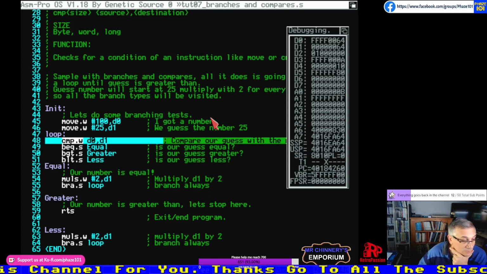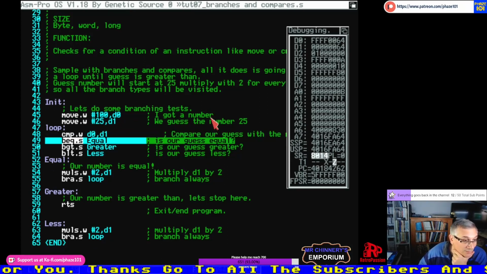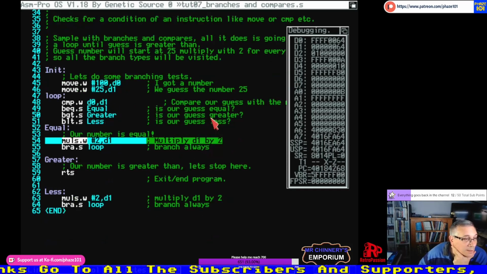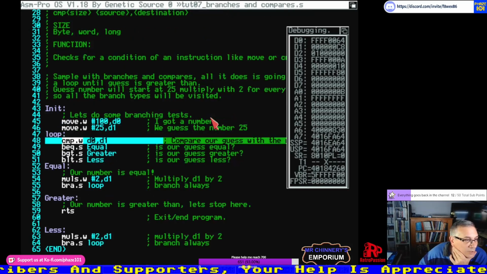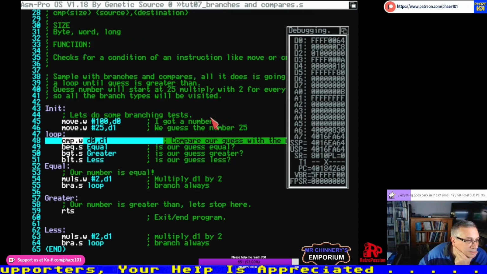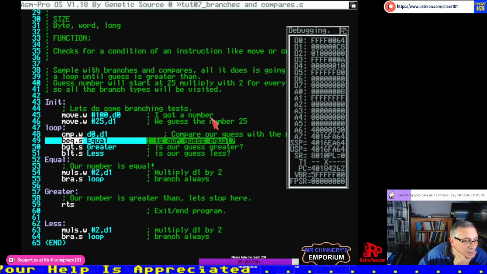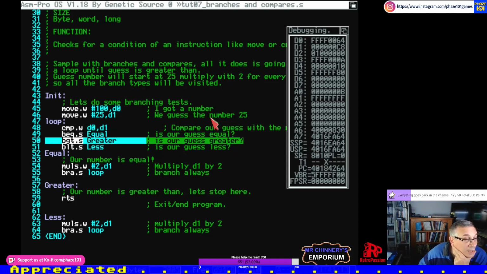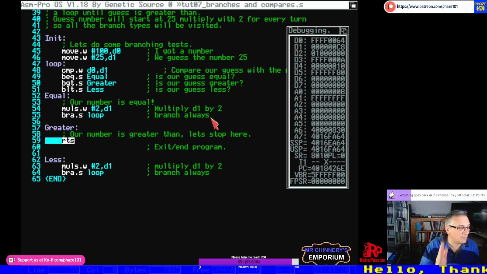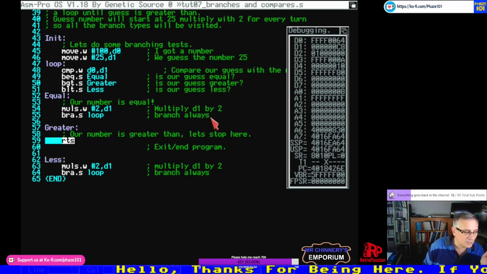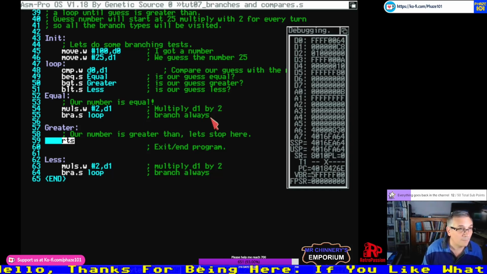Now we compare D1 with D0. Are they equal? They are for sure now. So we execute the equal. We multiply D1 by 2, so it becomes C8, and we jump back to our loop. Now we are going to do another compare, D0 and D1. Are they equal? Definitely they are not. Is D1 greater than D0? Now it is, so we execute the greater part, and of course we return to the OS with this one. So I hope that example shows the compare, and remember, right with left. Okay, so the compare is D1 with D0, not D0 with D1. Keep that in mind because it will get you.